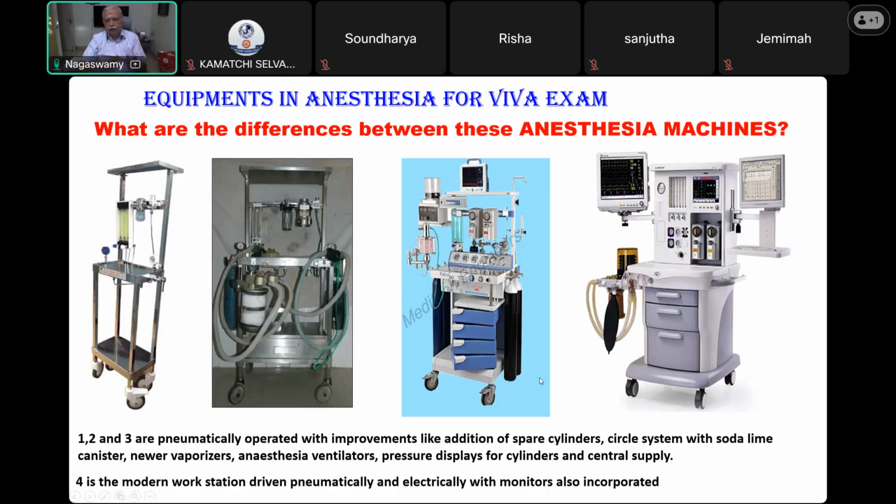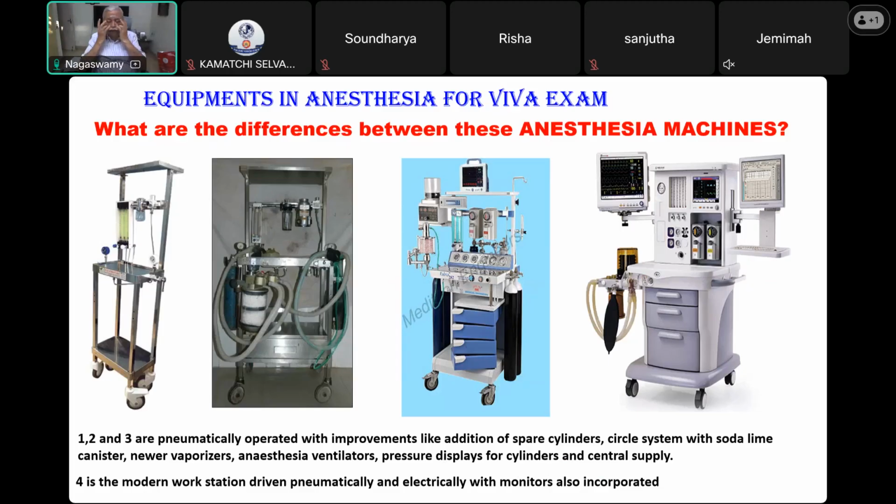So from this introduction, now we will be going through in an orderly fashion what will be the source of gas supply to the machines, anesthesia machines, like oxygen and nitrous oxide. Where do they get the supply from? And what are all the pressure segments in an anesthesia machine?